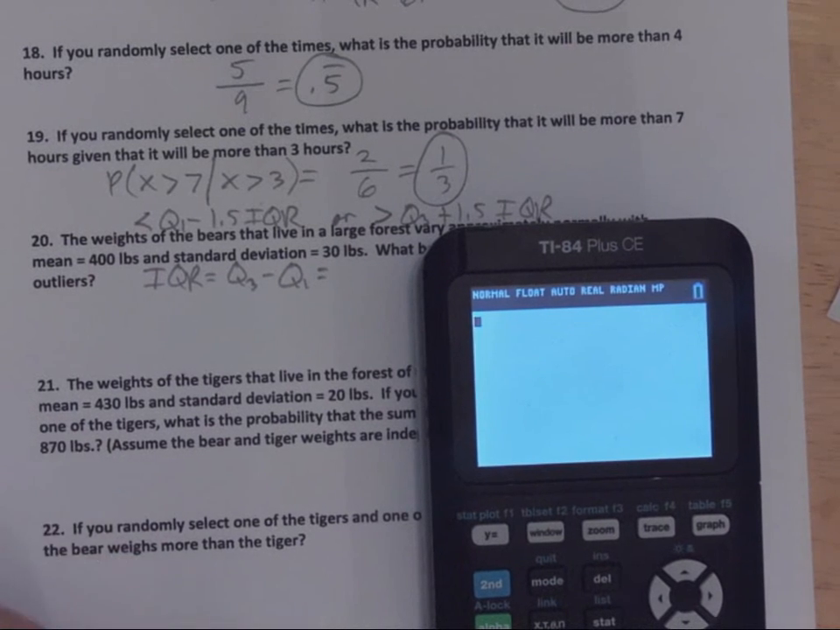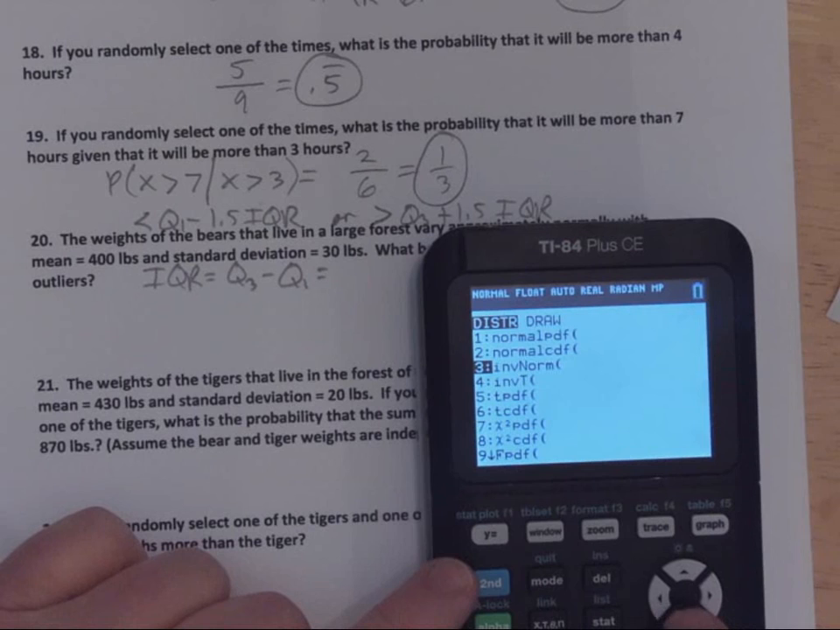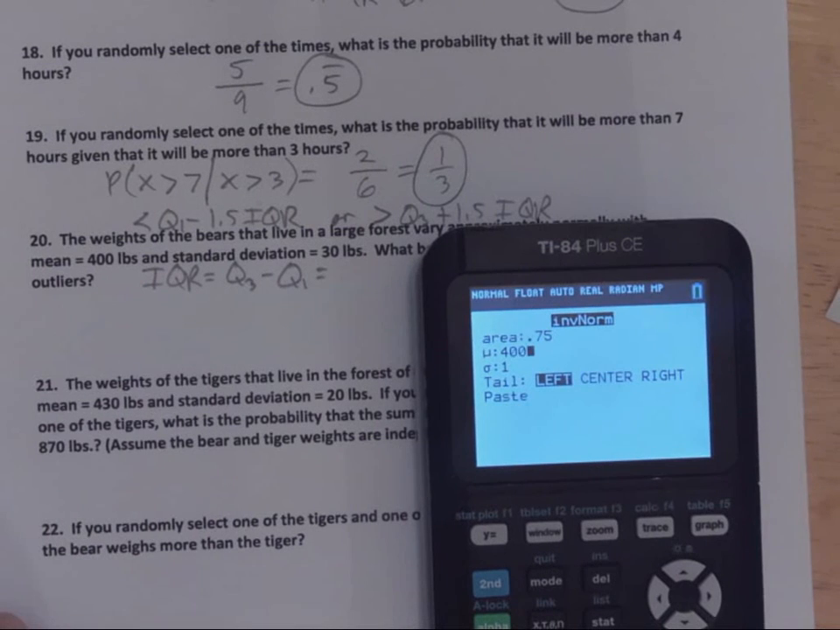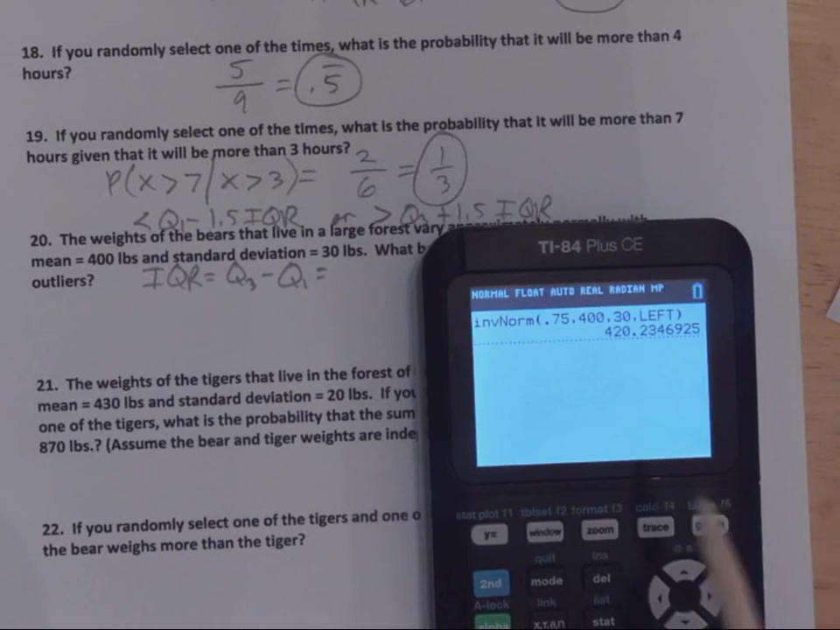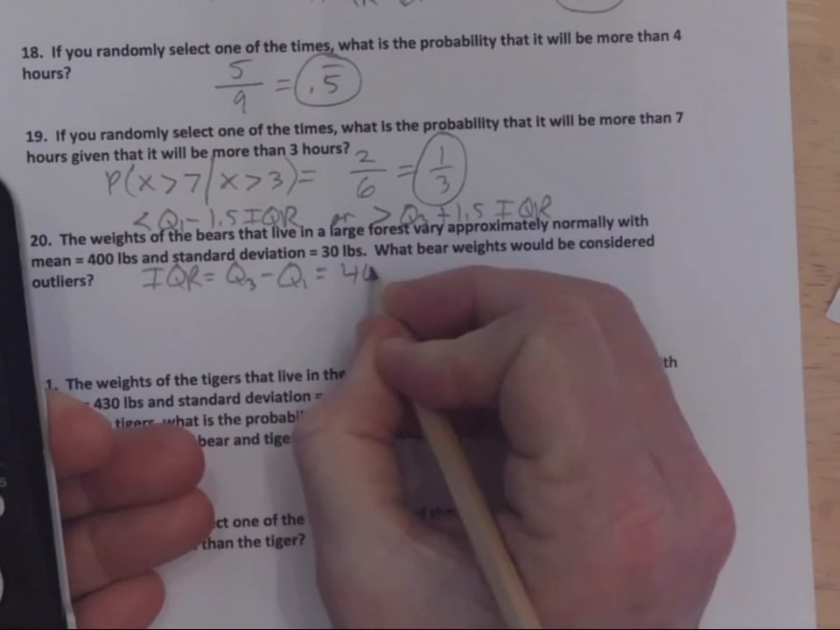So that's what we do. We do second distribution and go down to inverse norm. So we do inverse norm of 0.75, and then our mean is 400, and our standard deviation is 30, and then we go down, and so that's that. So it's 420.235.